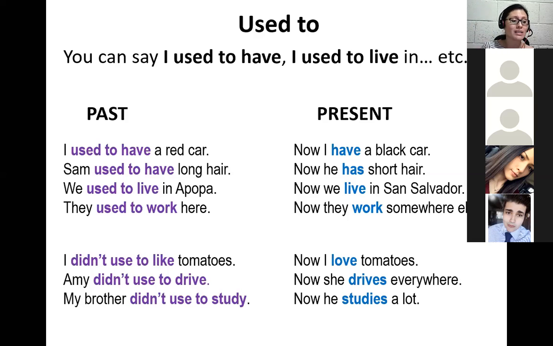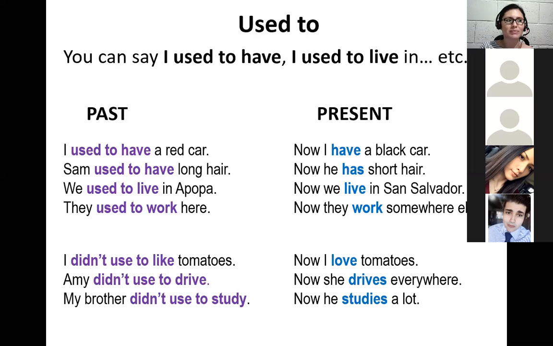Or Amy didn't used to drive, right? Now she drives everywhere, right? My brother didn't used to study, now he studies a lot, right? So that's an example of a past habit, right?